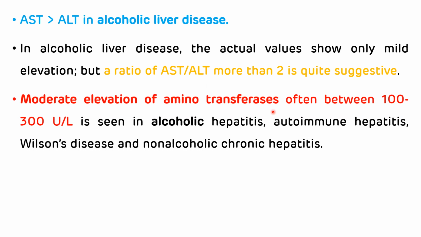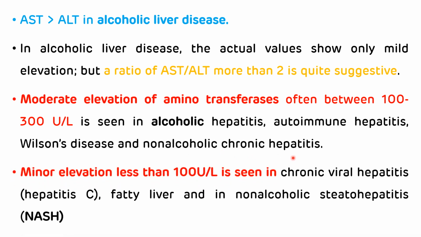Moderate elevation of aminotransferases, often between 100 to 300 units per liter, is seen in alcoholic hepatitis, autoimmune hepatitis, Wilson disease, and non-alcoholic chronic hepatitis. And the minor elevation, less than 100 units per liter, is seen in chronic viral hepatitis, that is hepatitis C, fatty liver, and in non-alcoholic steatohepatitis.